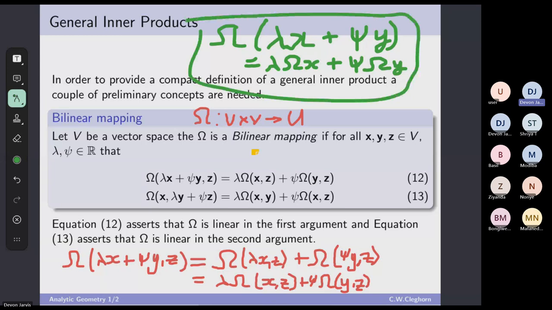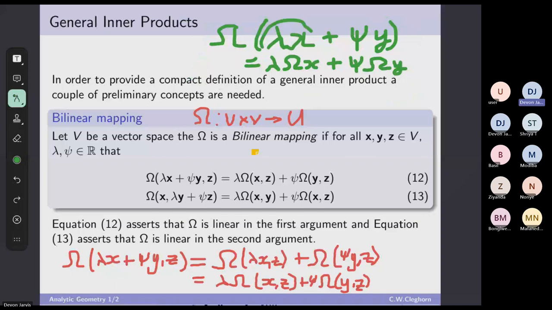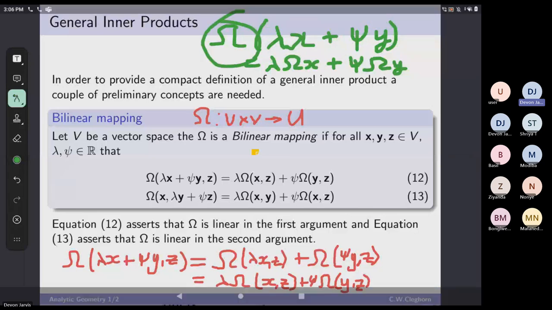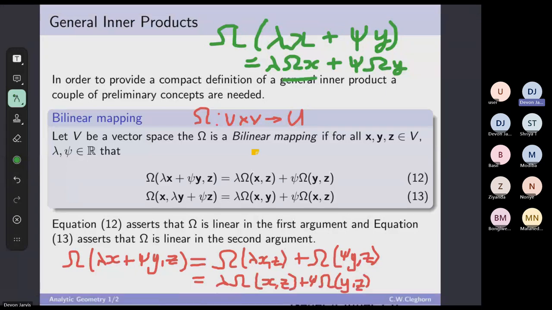A linear mapping is some mapping phi omega, such that when you take lambda, a scalar, times x, a vector, plus phi, a scalar, times y, a vector, and perform the mapping on this entire expression, it is the same as first performing the mapping on x and scaling by lambda, and then performing the mapping on y and scaling by phi. So those are the two properties: distribution in, and being able to swap around scalar multiplication and the mapping itself.